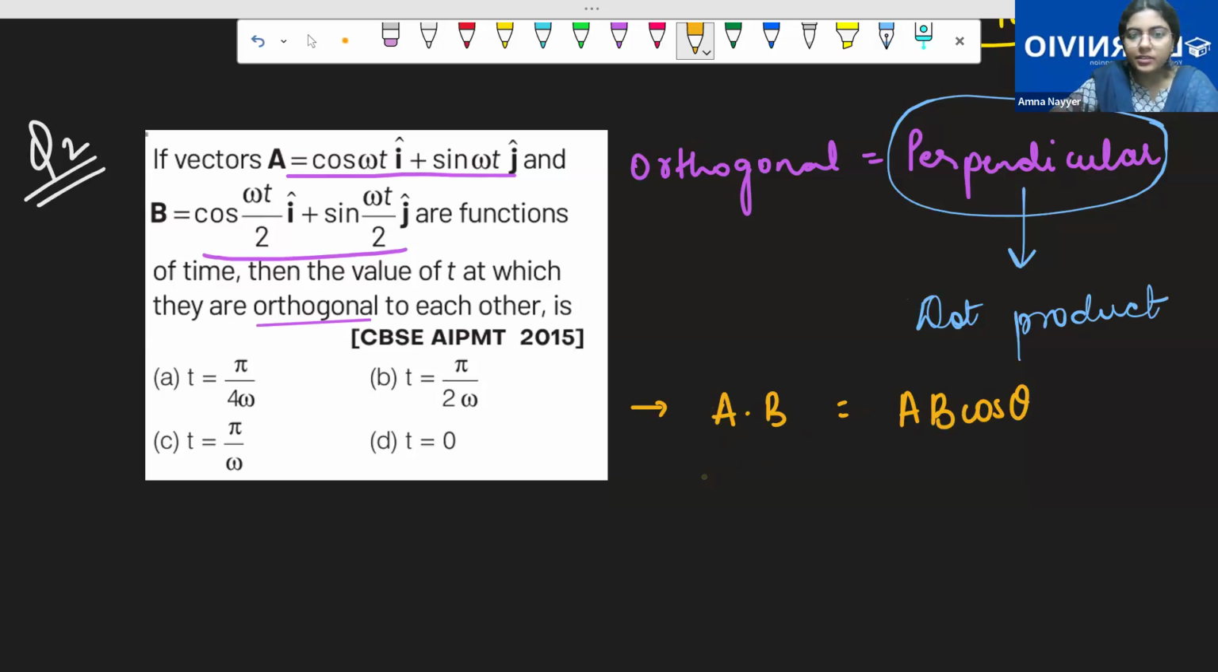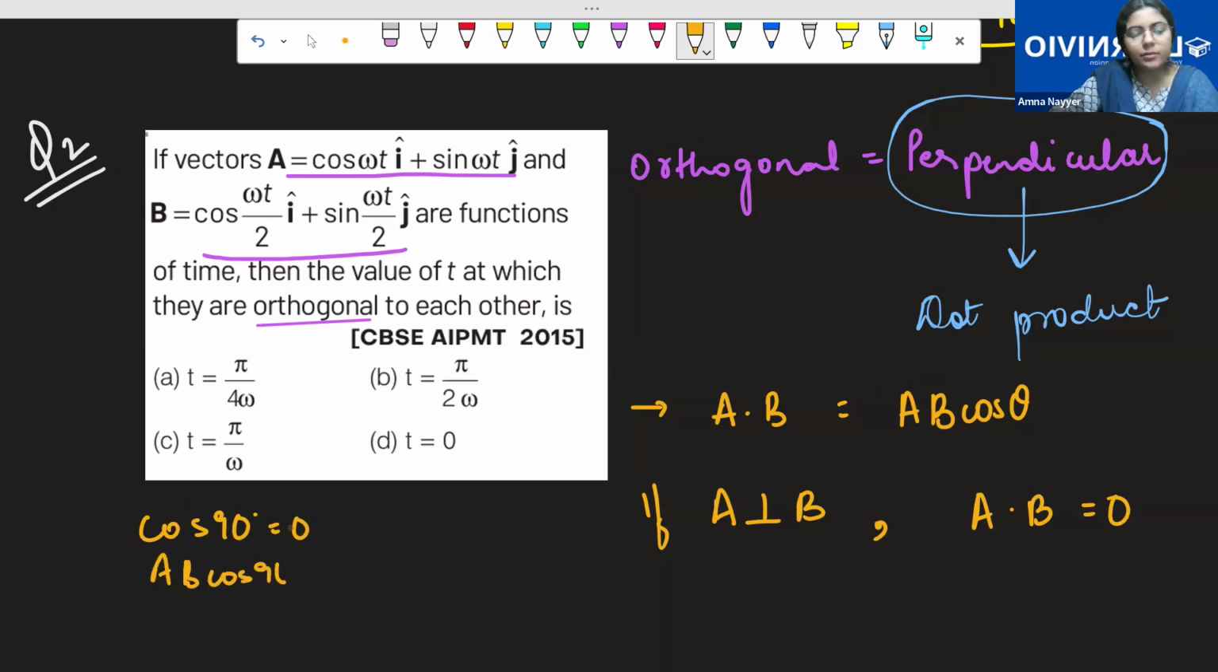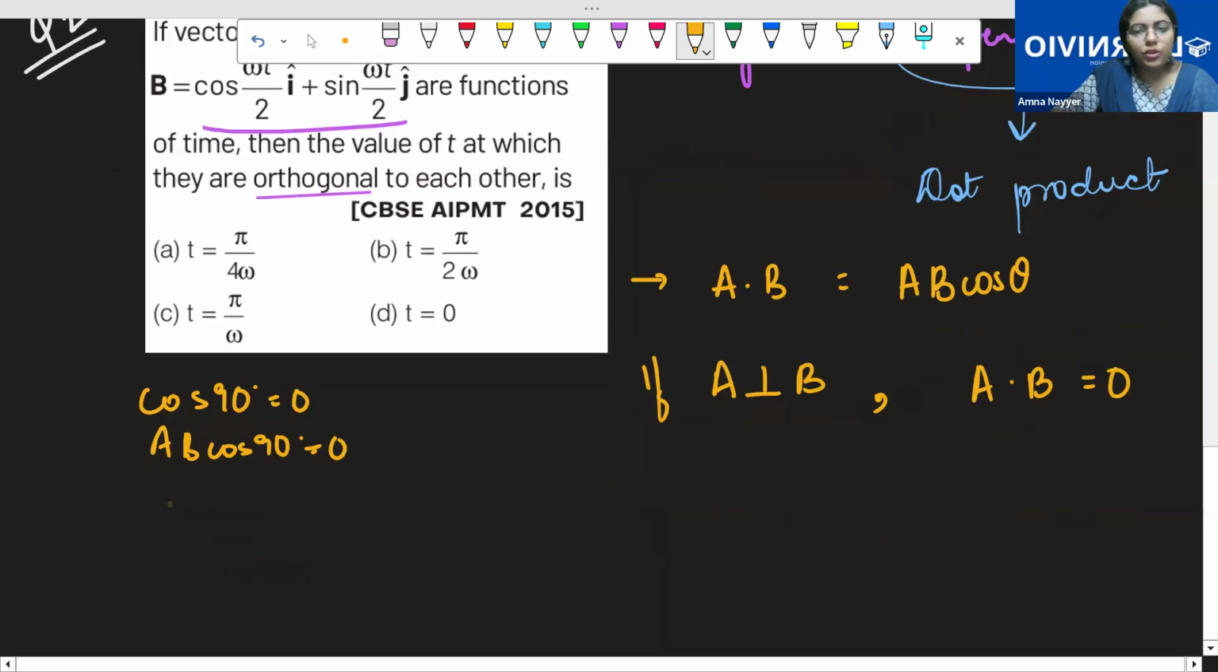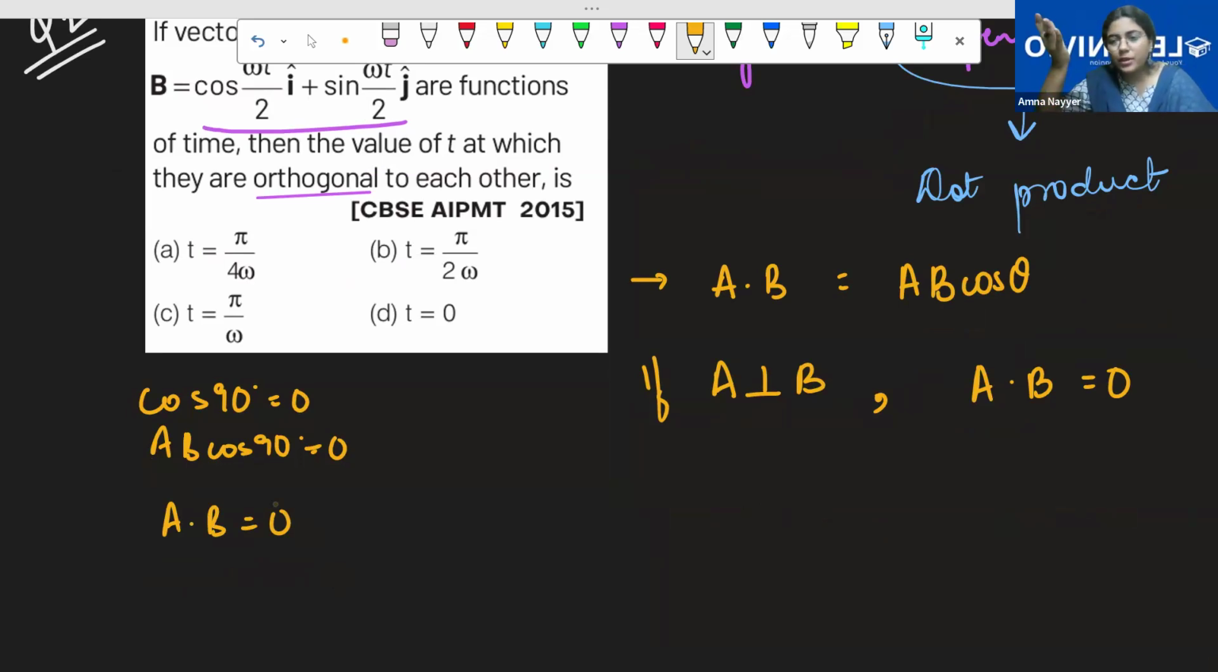Now, if A is perpendicular to B, then you don't have to do anything, the dot product will be 0, because cos 90 degrees is 0, so AB cos 90 becomes 0. So you will have A dot B equal to 0. That's why whenever you see perpendicular, the cross product won't be helpful, but the dot product will be.